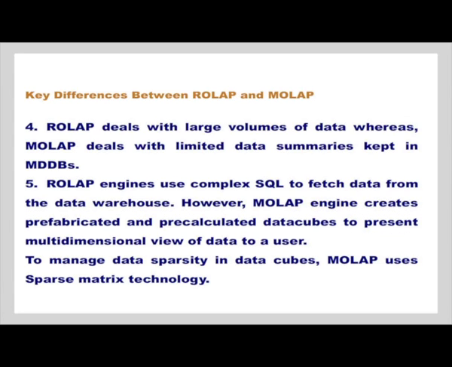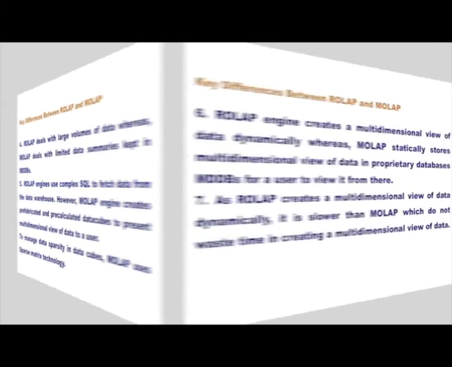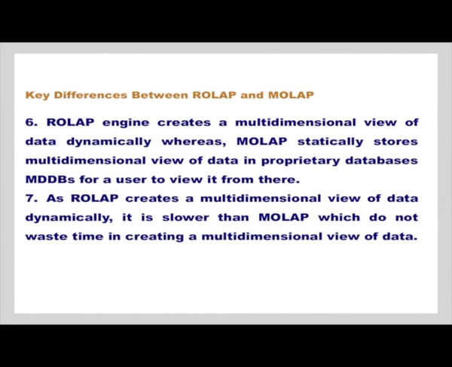Next, ROLAP engines use complex SQL to fetch data from the data warehouse, but in MOLAP, the MOLAP engine creates prefabricated and pre-calculated data cubes to present a multidimensional view of data to a user. To manage data sparsity in data cubes, MOLAP uses sparse matrix technology. The ROLAP engine creates a multidimensional view of data dynamically, whereas MOLAP statically stores the multidimensional view of data in proprietary databases, MDDBs, for a user to view it from there.